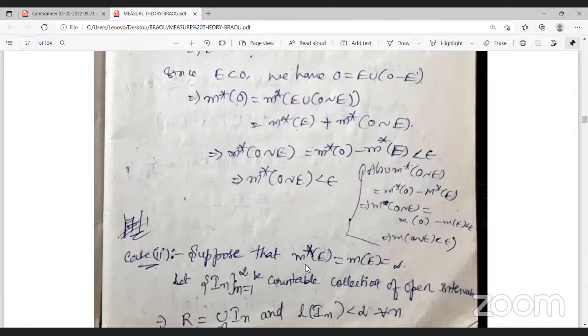1 plus 1 by 2, 1 by 2 square, 1 by 2 power 4, taking 1 by 2 common. The sum is 1 plus r square plus r cube and so on. Sum of infinity terms becomes 1 by 1 minus r. Here, summation of n equal to 1 to infinity 1 by 2 power n equal to 1. Therefore, that is equal to epsilon.